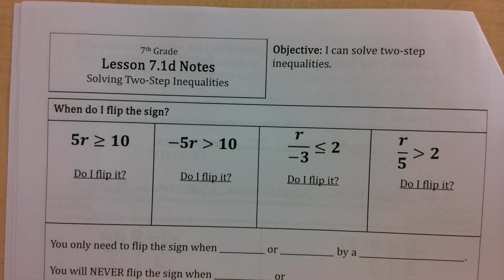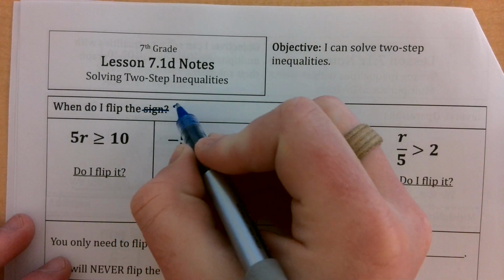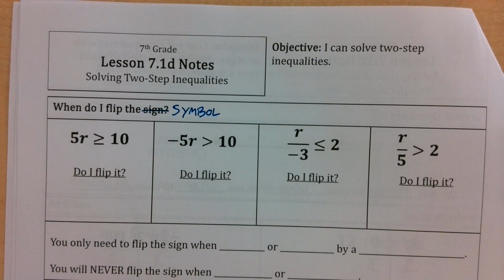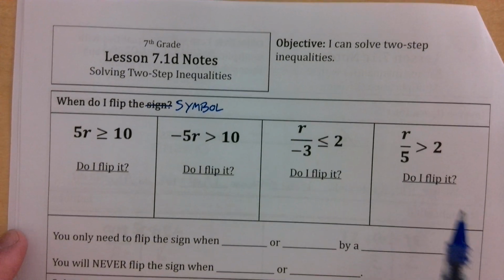Really quickly, I want to review: when do I flip the sign? And this is, again, a typo. It should say symbol. We use sign to refer to positive or negative. When we're talking about this, we're talking about the symbol, the inequality symbol here.